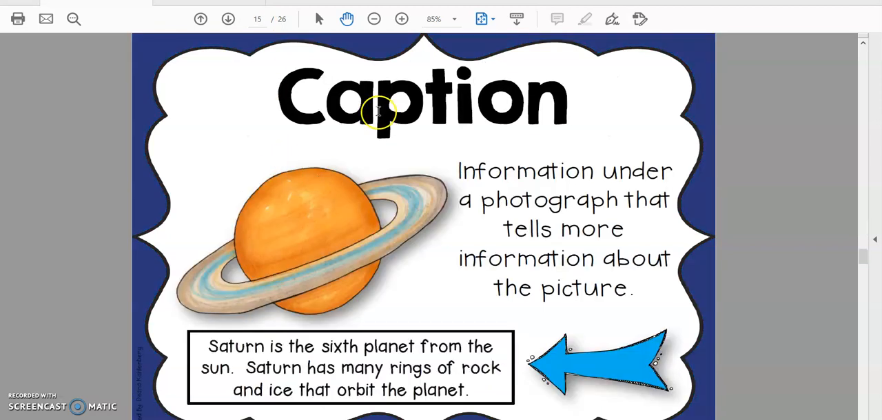Next we have a caption. Captions are important. They're going to give us a lot of text right underneath a picture or an illustration or a photograph. This is going to tell me what is in that piece of information or in that picture here.